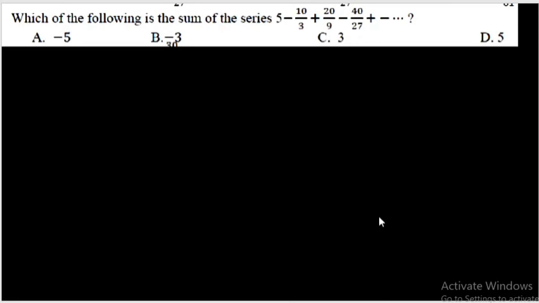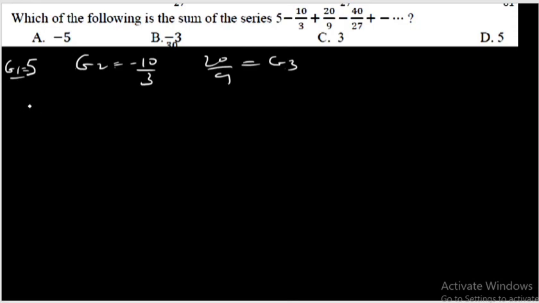Next question, which of the following is the sum of the series we see here? Since we are asked to find the sum at infinity, obviously the series has to be convergent. Let us check. The first term is 5. You can take this one as G1, and the second term is negative 10 over 3, and the third term is 20 over 9. Divide G2 by G1, or G3 by G2, or like that.